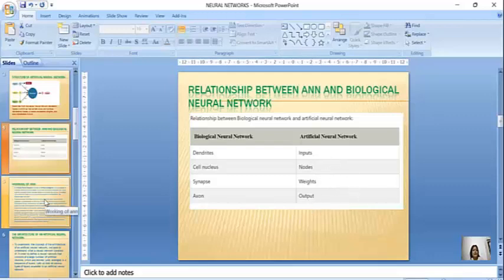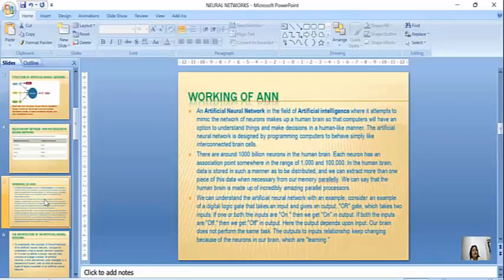Next is how the artificial neural network works. An artificial neural network is a field of AI that attempts to mimic the network of neurons that makes up the human brain, so that computers can understand things and make decisions as human beings can. The artificial neural network is designed by programming computers to behave simply like interconnected brain cells. There are thousands of millions of neurons in the human brain, and each neuron has an association point somewhere in the range of 1,000 to 100,000.